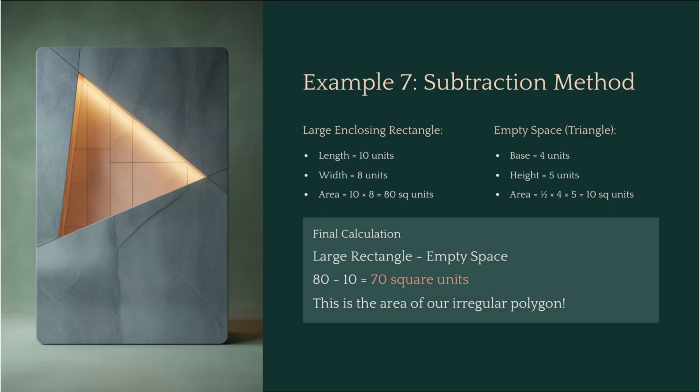Let's use the subtraction method. The large rectangle around our shape is 10 units by 8 units, so its total area is 80 square units. There's one empty space, a triangle, in the corner. Its area is half times 4 times 5, which is 10 square units. So we subtract the empty area from the total area. 80 minus 10 equals 70. The area of the inner polygon is 70 square units. It's like finding the area of a cookie by subtracting the area of the bite someone took out of it.